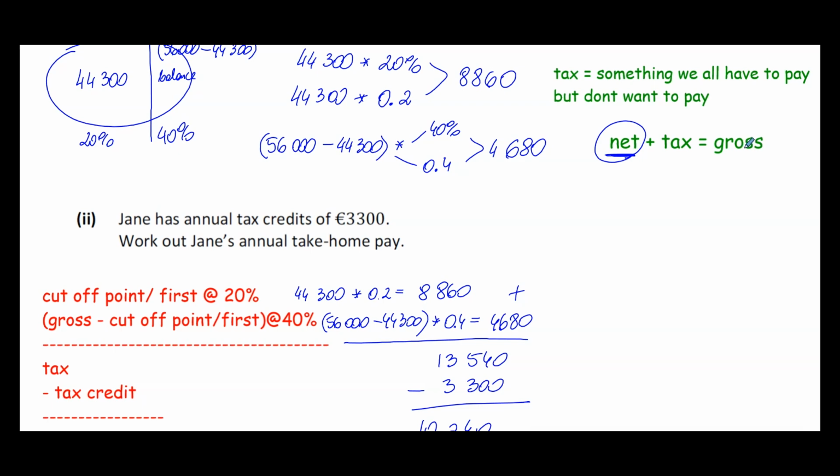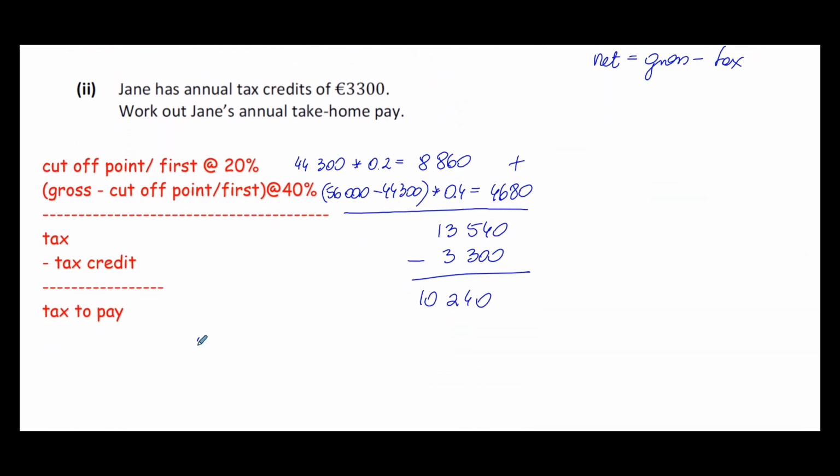From gross, if I want to find net, we take away the tax. The gross was 56,000 minus, now this is the tax that she paid, 10,240. We put that in the calculator and we get 45,760. That's how all of that is done. That's how this calculation is done.